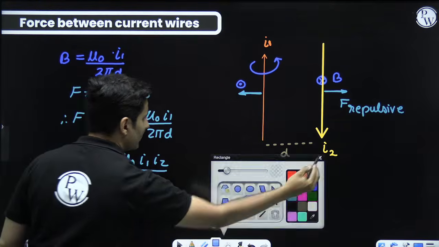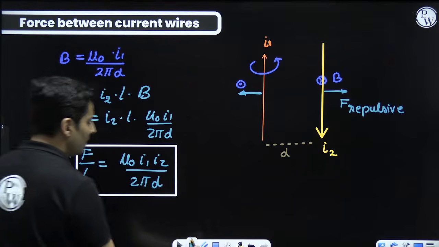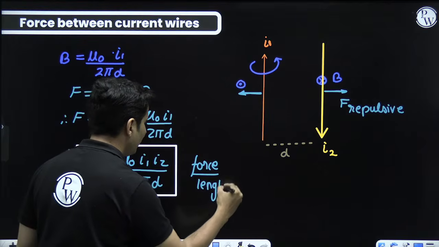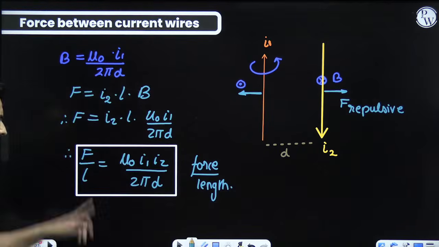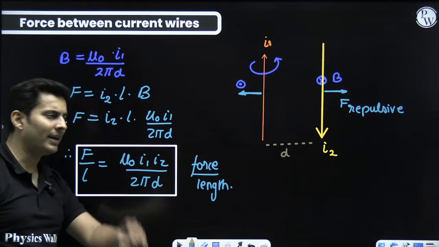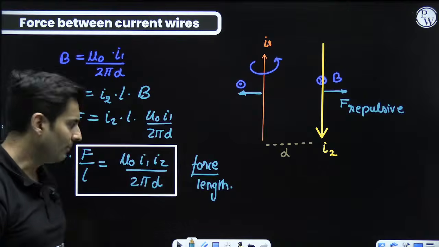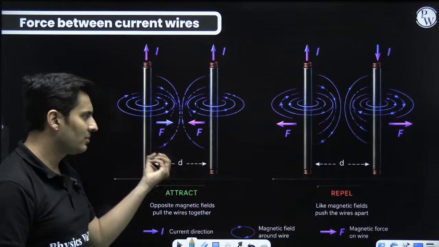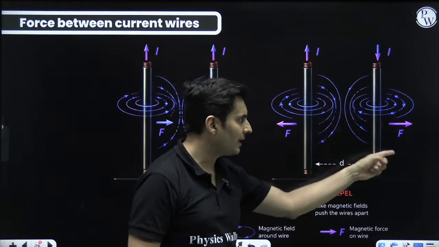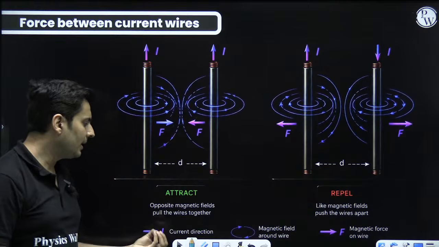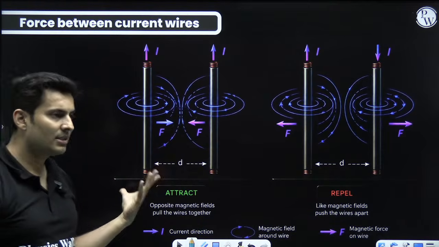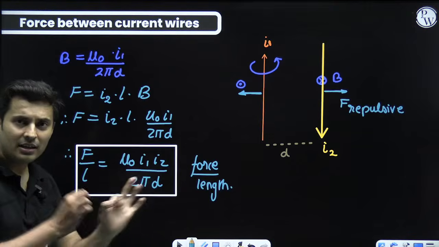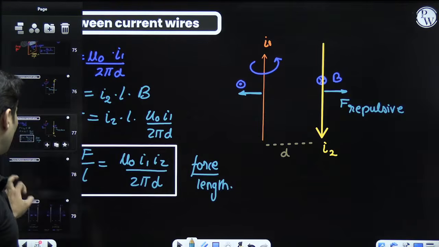Now this formula is very important. It gives me the magnitude of force acting per unit length between two parallel or anti-parallel wires. Mu naught I1 I2 by 2 pi d. So to summarize, currents in the same direction will attract, currents in the opposite directions will repel, and the magnitude of these forces is given per unit length by mu naught I1 I2 by 2 pi into the distance between them. This is what you should remember.